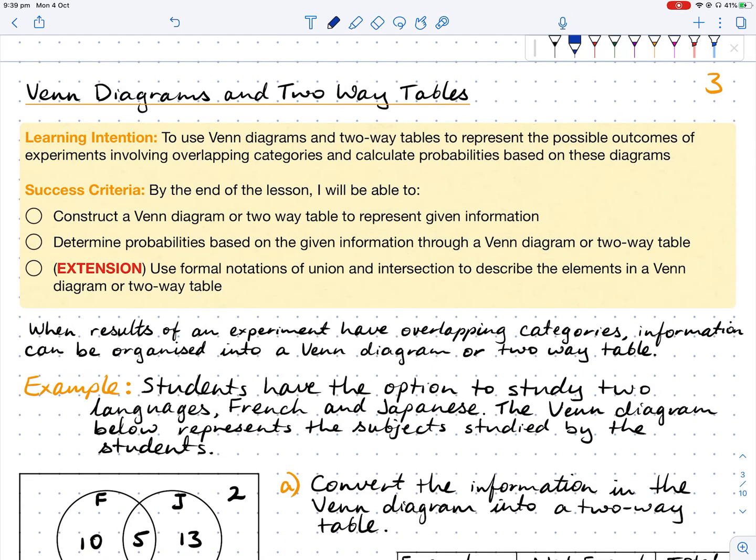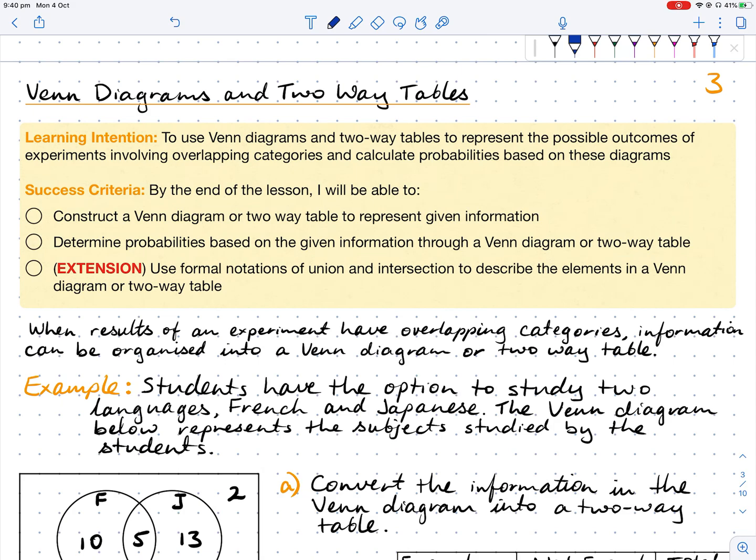Today we're going to be looking at some representations of information called Venn diagrams and also working with two-way tables. So our learning intention is to use Venn diagrams and two-way tables to represent outcomes for experiments that include overlapping categories and also to calculate their probabilities. By the end of this lesson, you should be able to construct a Venn diagram or a two-way table to represent a certain amount of information, and determine probabilities based on that information.